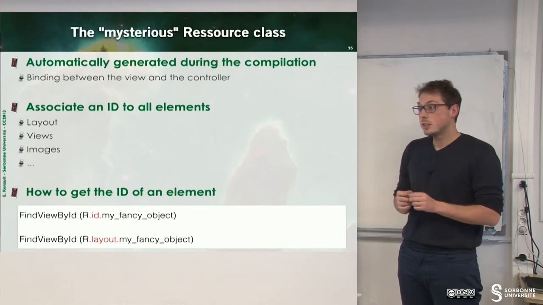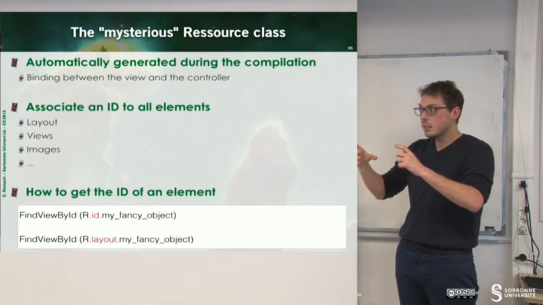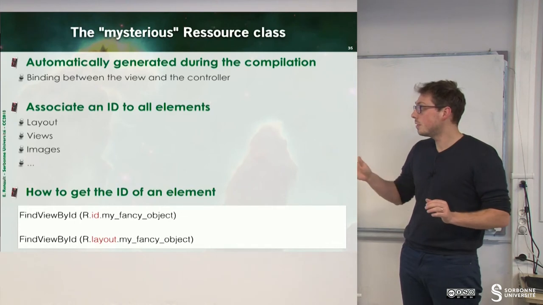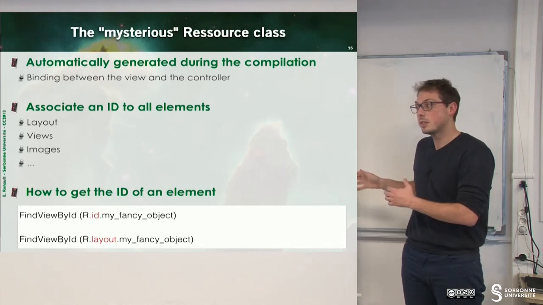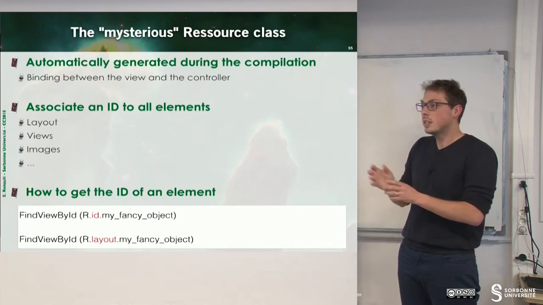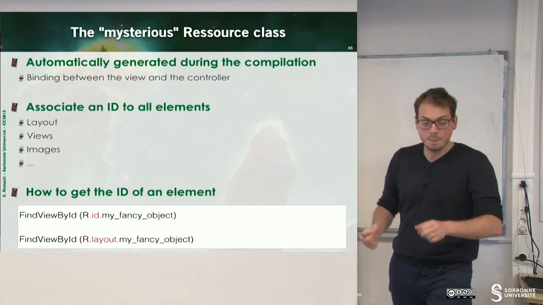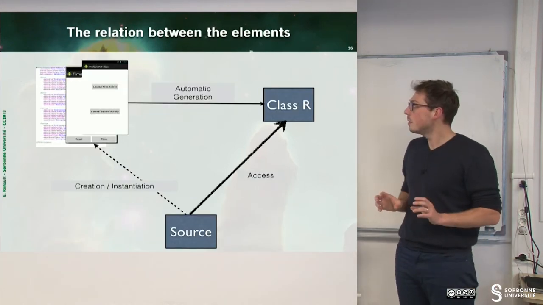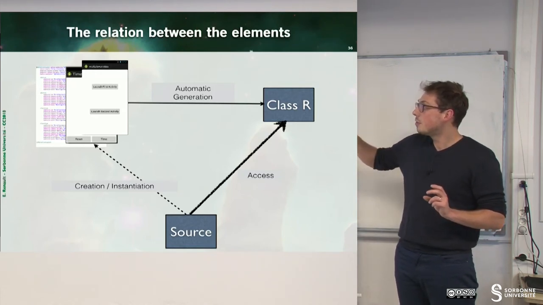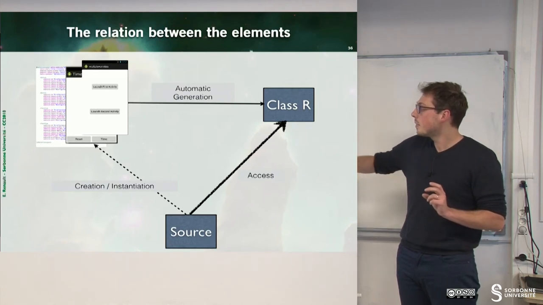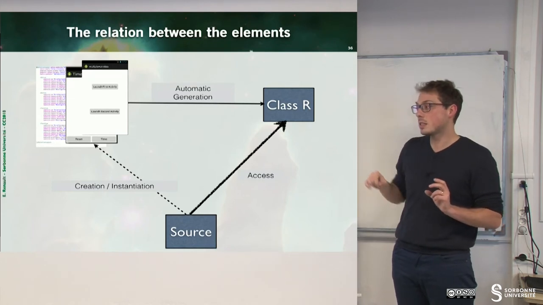So now you can say, hey, can I have access to my view once it is instantiated? And you can do it only by findViewById, R.id.something. So this is the way you can access elements since they are described in XML, then instantiated. Okay? So with a small scheme, here you have your layout. There is an automatic generation of the R class. And from your sources, you can have access to the instantiated views through the R class.